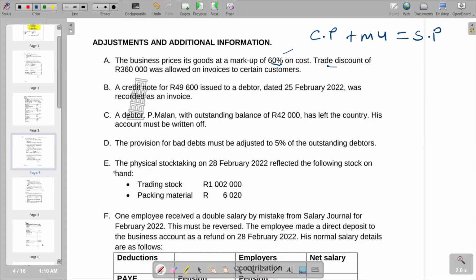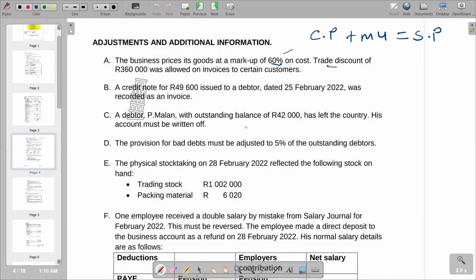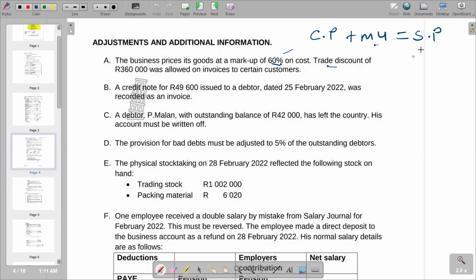So the figure that we have for our sales of 8,688,360, the trade discount was already subtracted. So what we need to do is add the markup, so that we can now find our markup. In this case, remember the cost price is always 100%, and then we add our markup. We are given it as 60%.